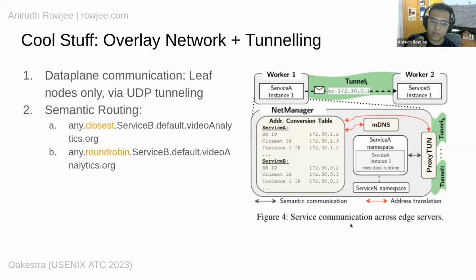But the TLDR is service to service communication happens through tunneling, and they use proxy tun to do this. They also have address conversion tables that allow you to do semantic routing. Because everything is happening through tunneling, your nodes themselves have a large amount of control over how your connections get routed. Technically speaking, as a feature, I could say I want the closest video analytics service. Based on whatever metrics I define for closeness, maybe latency, maybe a geographical region, I can have my net manager, which handles all my network communication, give me the IP address for the closest service without me having to manually calculate it as a part of my application code.